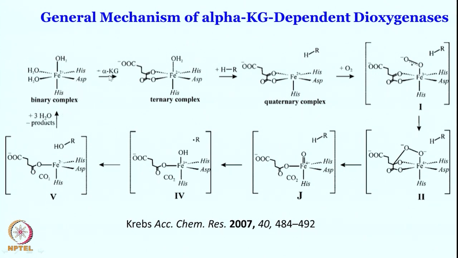This alpha KG, alpha keto glutarate. So this is alpha keto glutarate, you know the glutamic acid. So the alpha position of it is keto. So this whole thing is alpha keto glutarate. This alpha keto glutarate is bound with the iron center in a bidentate fashion. This is now a bidentate ligand. Two of the water molecules have gone out from the coordination sphere of iron, and you have seen that alpha keto glutarate has come in. Fantastic. It is an iron 2 plus, what do you expect?